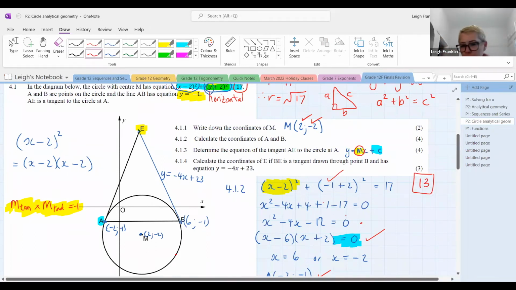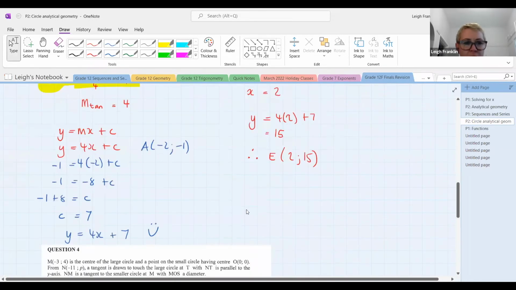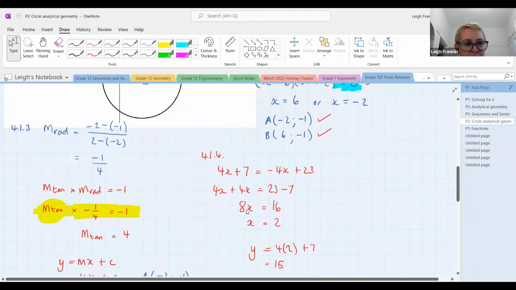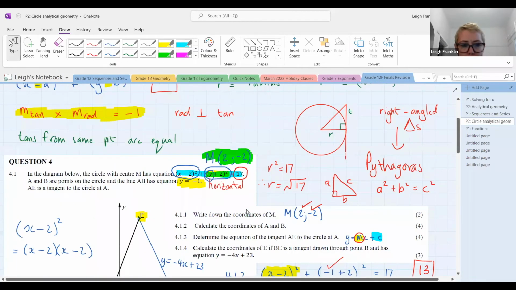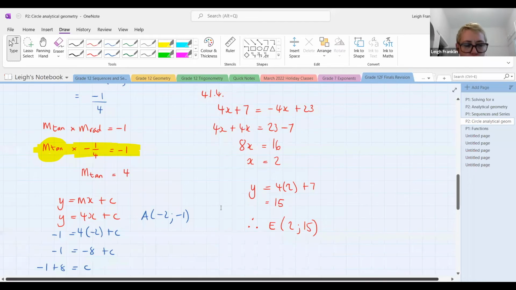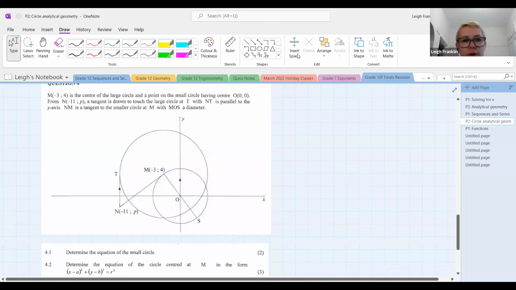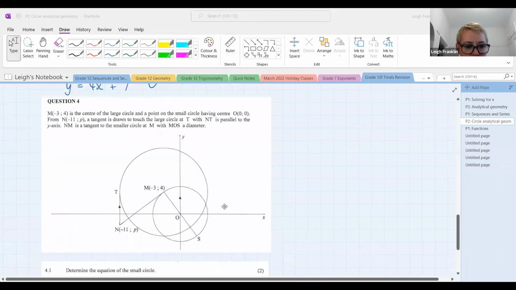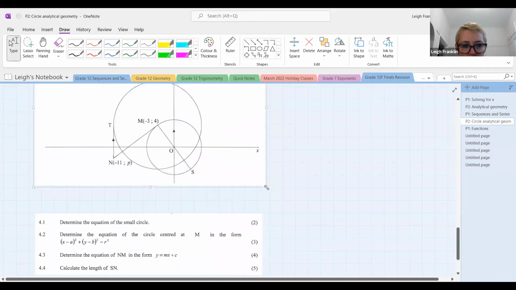Okay, so that is a nice chunk of question number 4. Unless there are any questions about what we've just done, I'd like to move on to the next question. Is that okay? We're all ready to move on? Okay. So let's just move this down a bit and make it a little bit bigger.